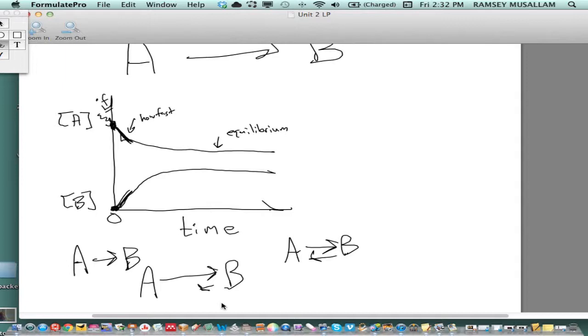At the beginning, it's just A makes B. Done. Okay? As it approaches equilibrium, A makes B, B makes a little A. And then A makes B, B makes A. And that's chemical equilibrium. And that is important.